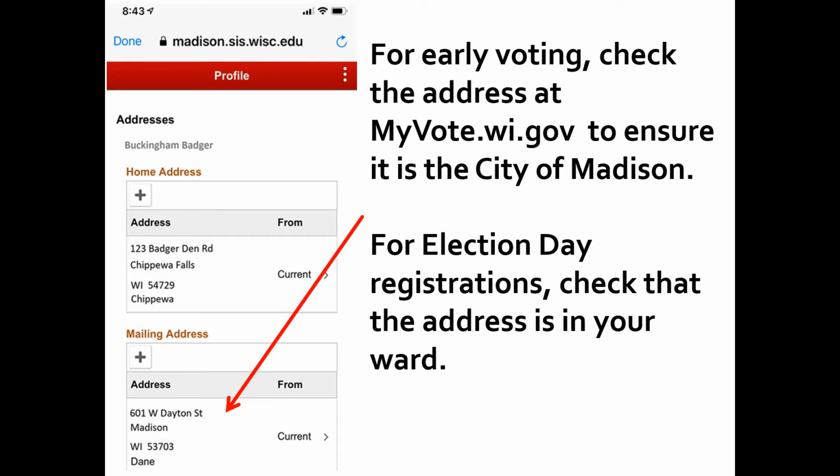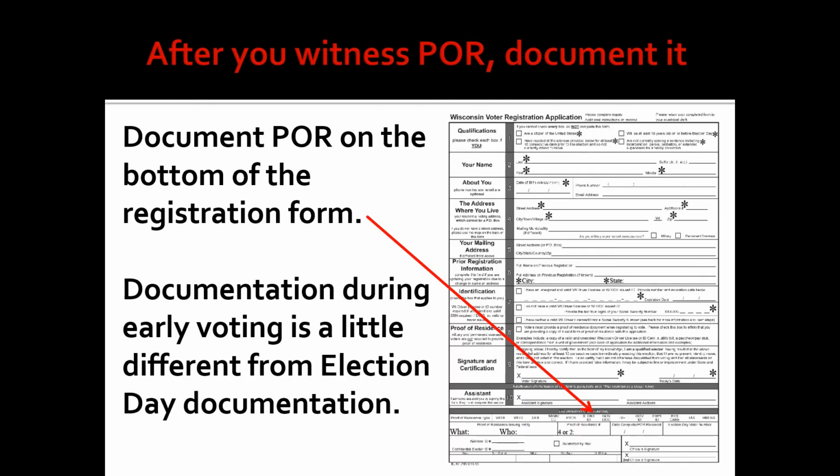For early voting registrations, check that the address is in the City of Madison by using myvote.wi.gov. For Election Day registrations, check that the address is in your ward. After you witness the POR, document it on the bottom of the voter's registration form as a government document. Documentation during early voting is a little different from Election Day.